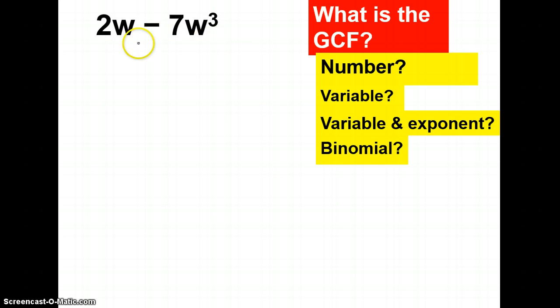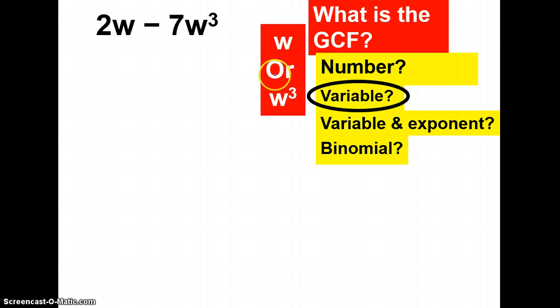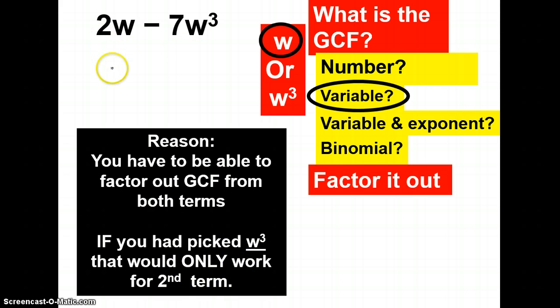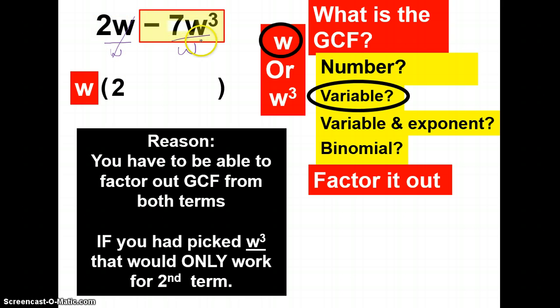What variable do they have in common here? W or W to the third? W. Again, the reason why is because if we have W to the third power, that would only work for the second term. So let's factor it out. If I divided W out of here, that's 2. If I divided W out of here, that'll cancel. I'm left with negative 7W to the second power.